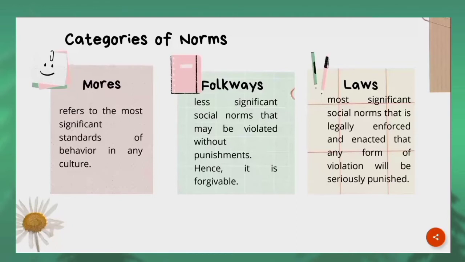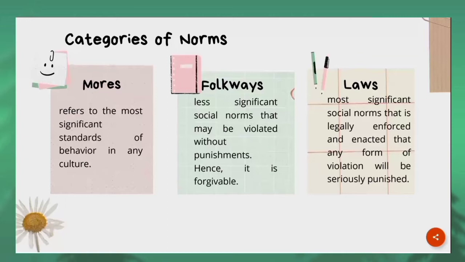There are categories of norms. First, we have the mores. It is not pronounced as "mores," but "mores." It refers to the most significant standards of behavior in any culture. More important societal norms that any violation is punishable. For example, if you violate school rules, you will be punished according to the school rules and regulations. As well as, if you got caught cheating, you will be punished. That is according also to the school rules and regulations.